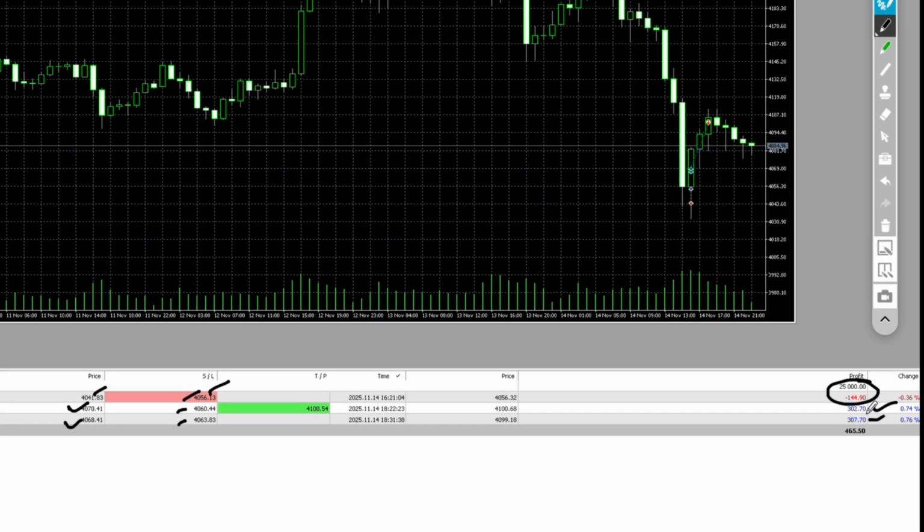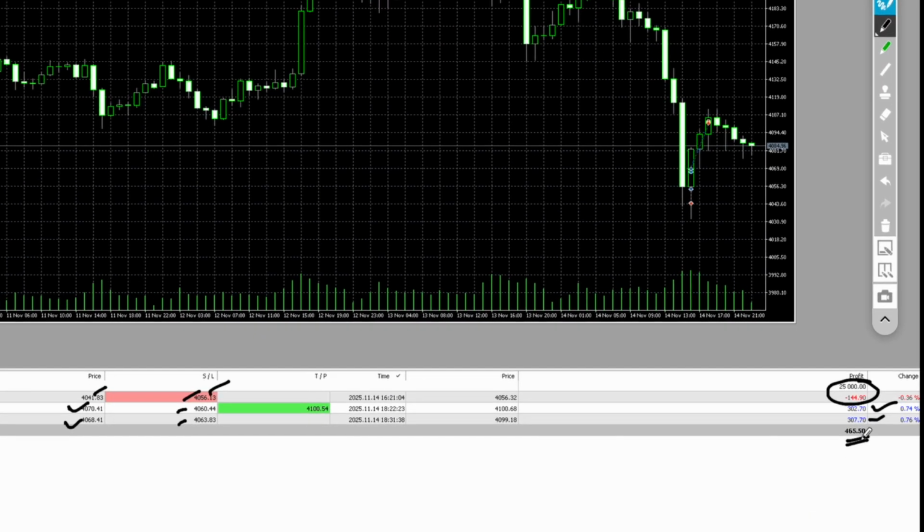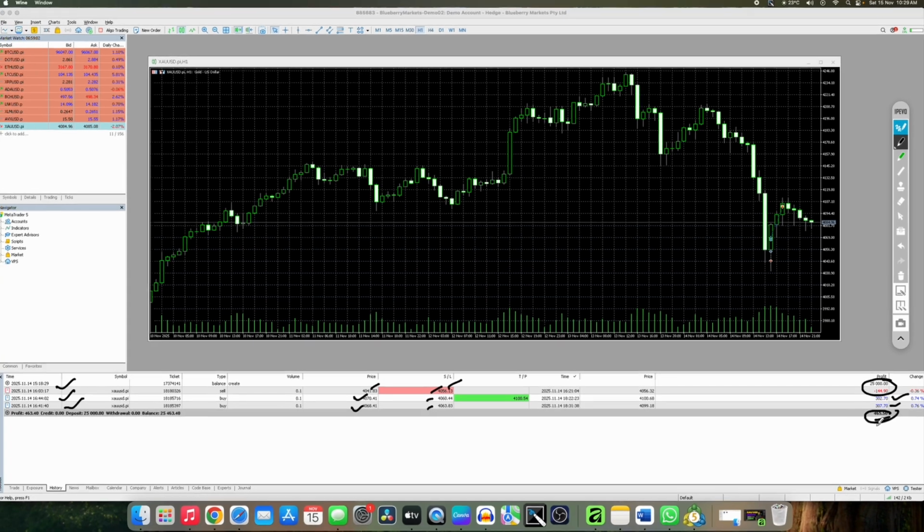Look here, 302 and 307, which means a total of 610 points. We made profit here, and earlier there was a loss of 144 points. Points, not dollars. So overall, I made a profit of $465 on this setup.